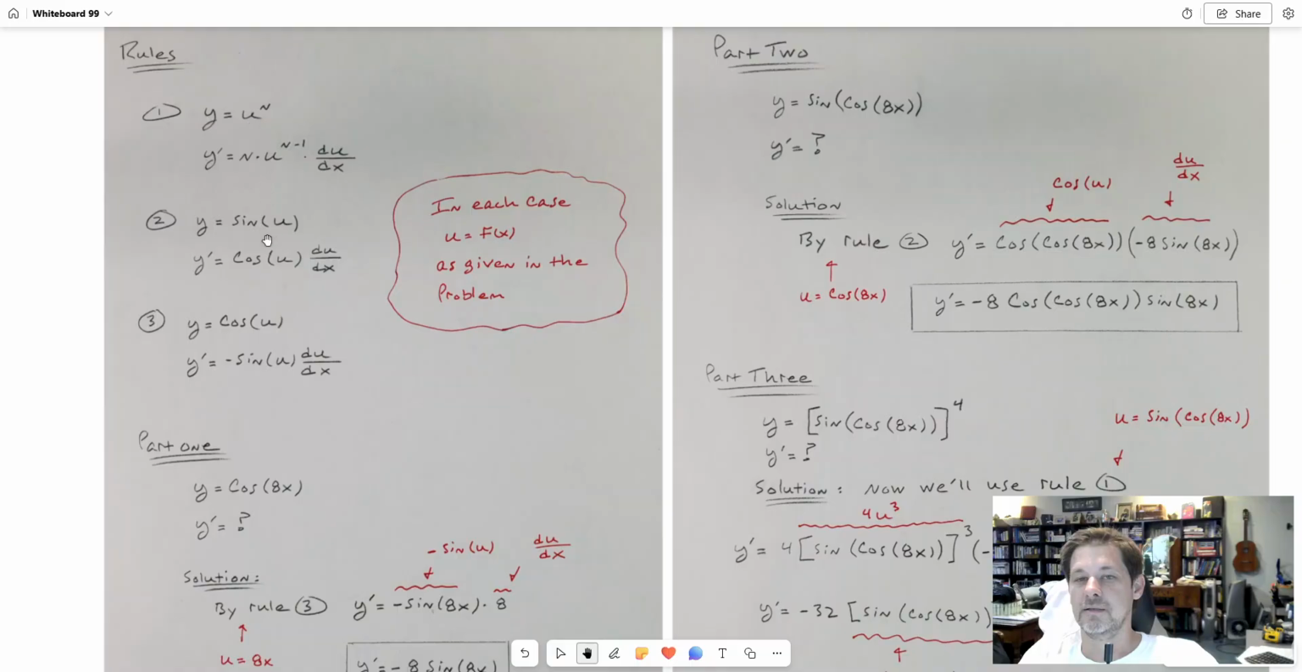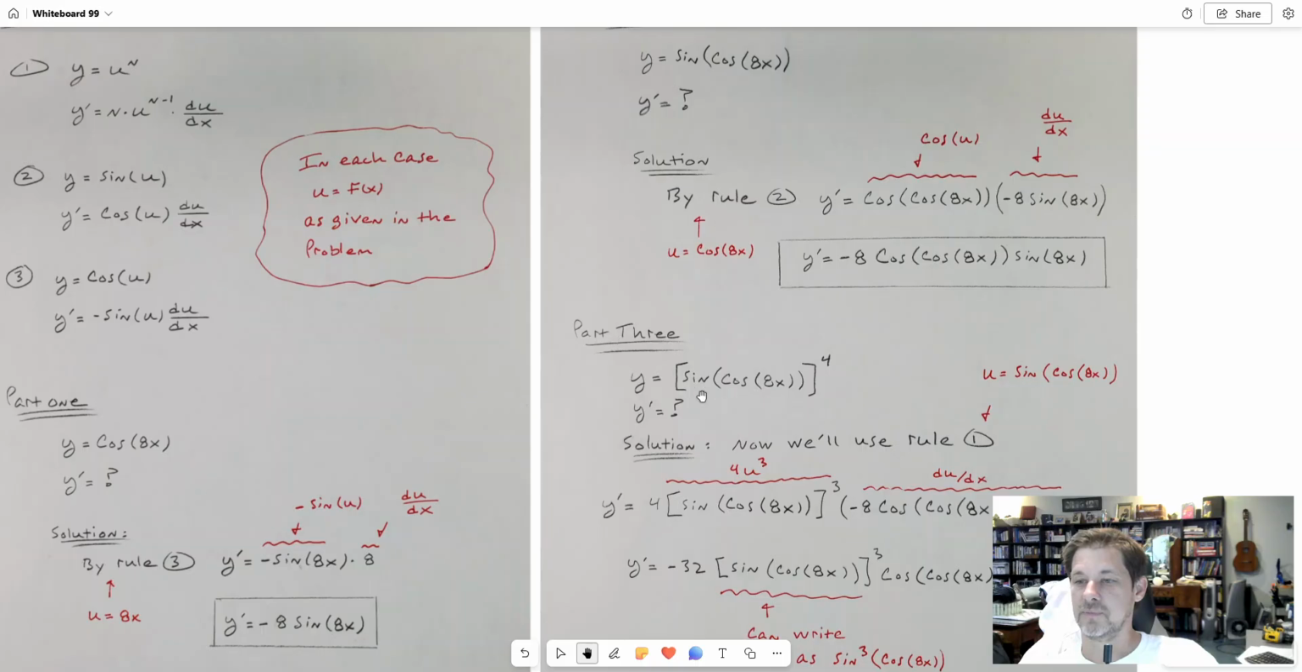Okay, so here are the three rules. Now, in each of these rules, what you see here as u is some function of x. It's some more complicated function of x. So instead of like u to the n, we might see this function sine of cosine of 8x to some power n, like 4. Okay, so that's one rule.